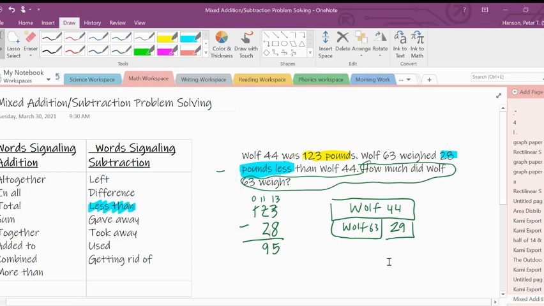Again, working today, make sure that you're looking at those words. Highlight the words that are signaling for you to do something. Make sure to also find the information that you need. Write your equation and solve.